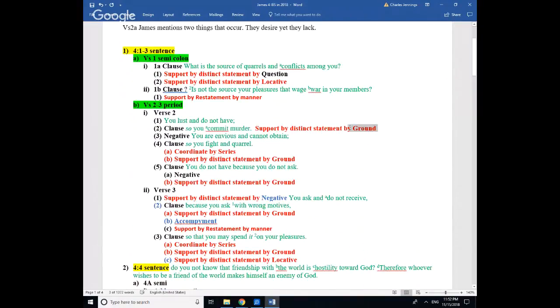So the ground is sort of like the reason, right? But this I actually disagree with right here. I would call this result. You lust and do not have, so you know what the next thing you do? It results in you committing murder. In other words, because you have a desire, but you're not satisfied. You're not happy with everything that you've already received. And when I say you, I'm referring to the Jewish Christians in the audience, not us. We're not an application.